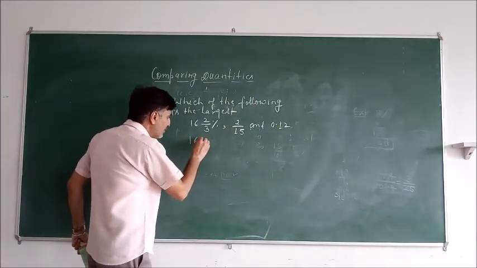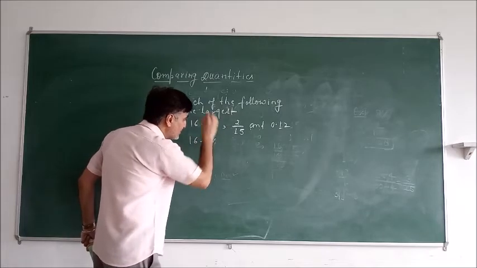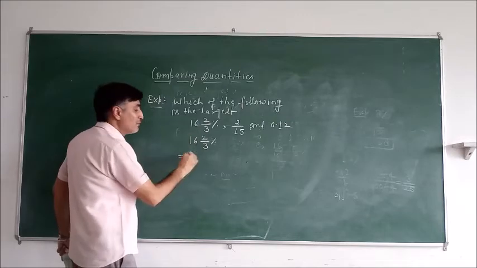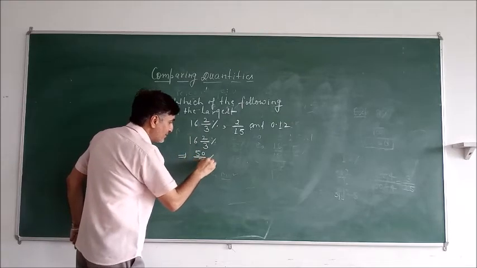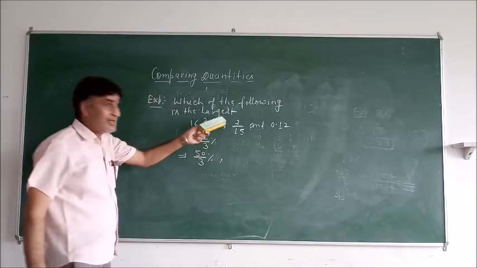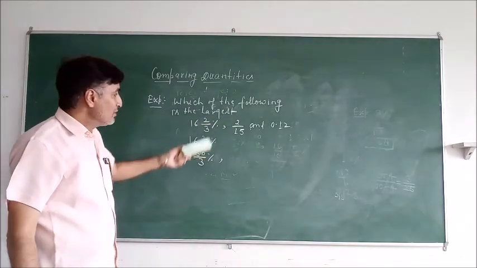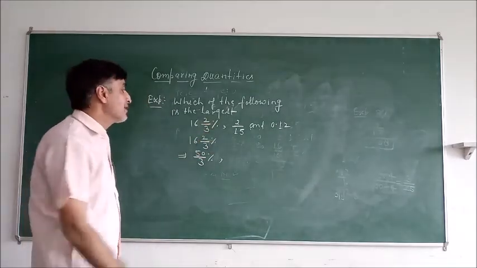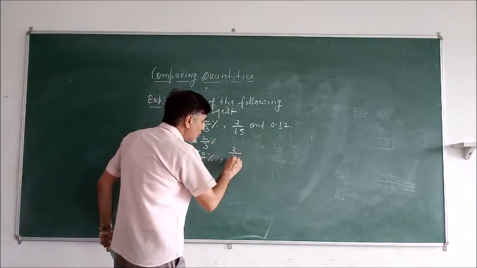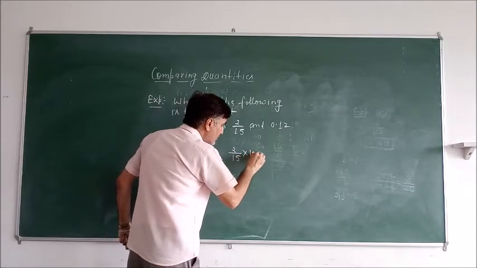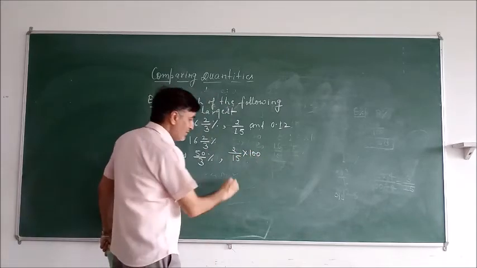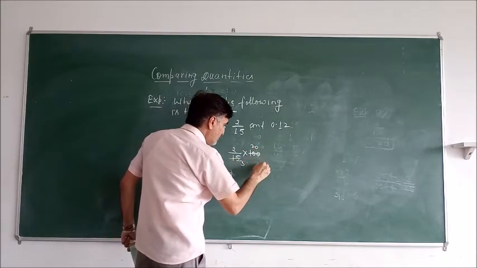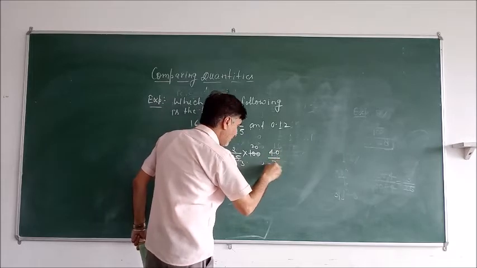The first number is already given in percentage form, which can be written as 16 whole 2 by 3%. When we convert the second number, which is in fractional form, to its percentage form, we just multiply this number by 100. So it becomes 2 upon 15 into 100, that becomes 200 upon 15, which is 40 upon 3.